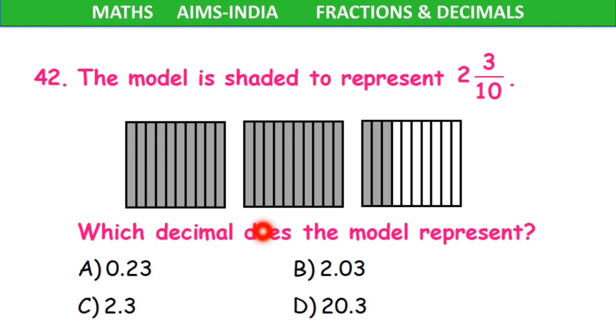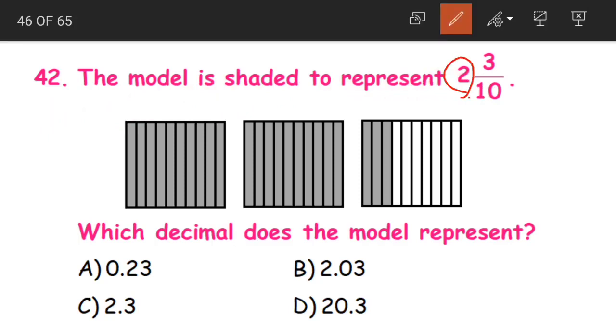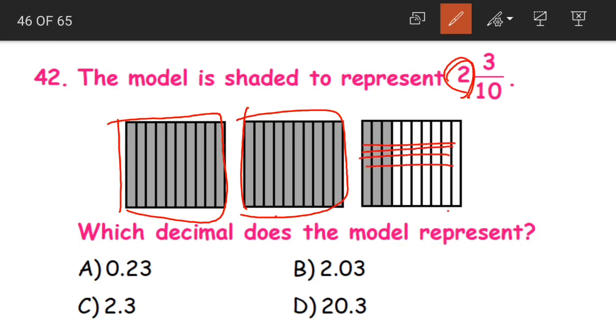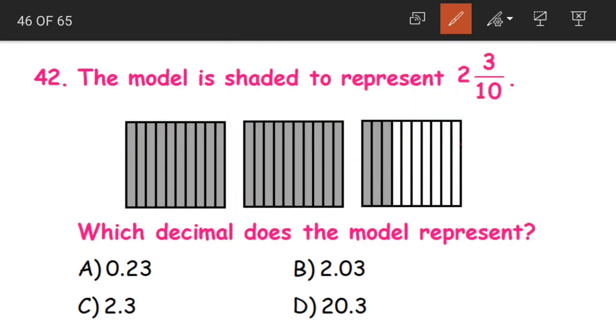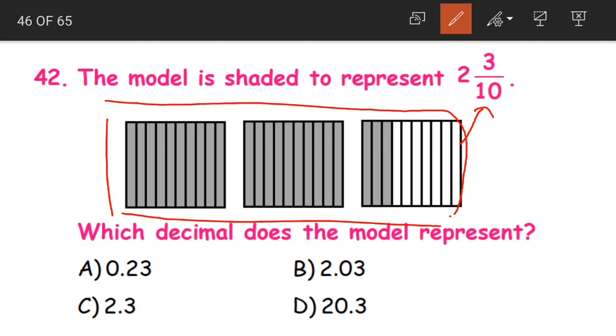The next question 42. The model is shaded to represent 2 3 by 10. Yes, 2 means here two models are completely shaded, so that is representing the whole number 2. And in the third model, there are 10 parts out of which only 3 are shaded. So the third model represents our 3 by 10. Combinedly, these three models together we can represent using the fraction 2 3 by 10. Now which decimal does the model represent? What do we have? 2 3 by 10.